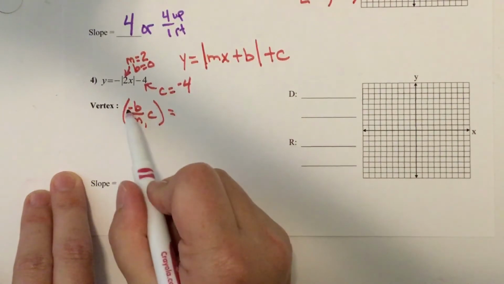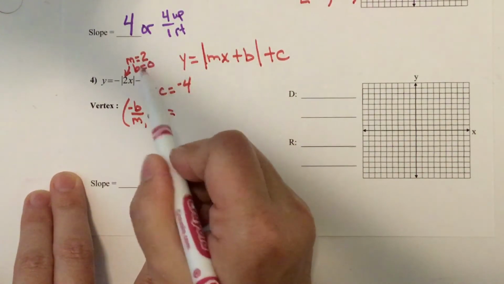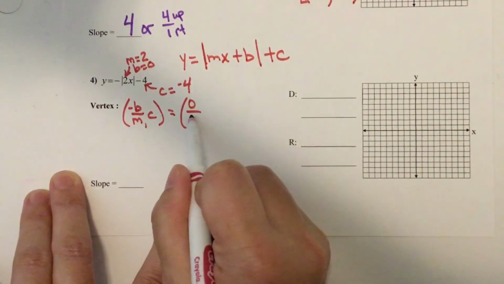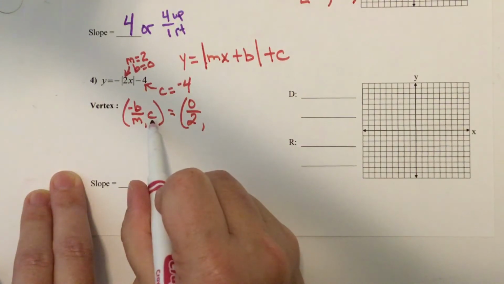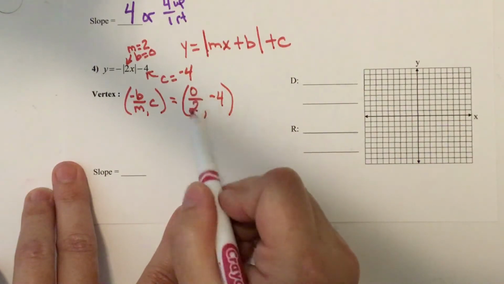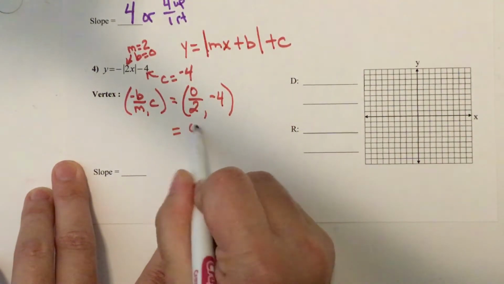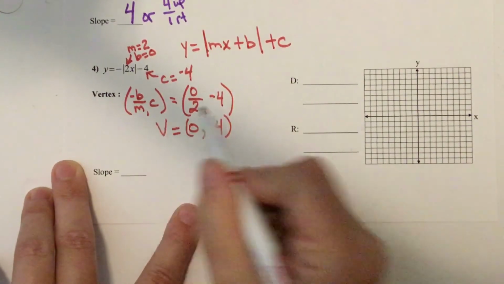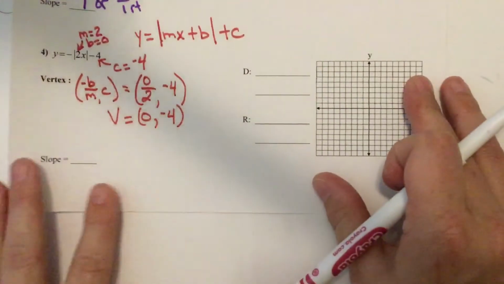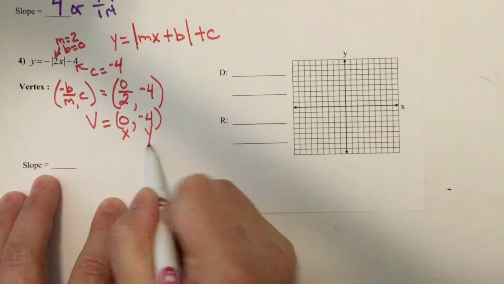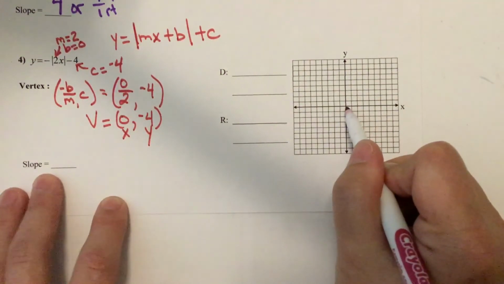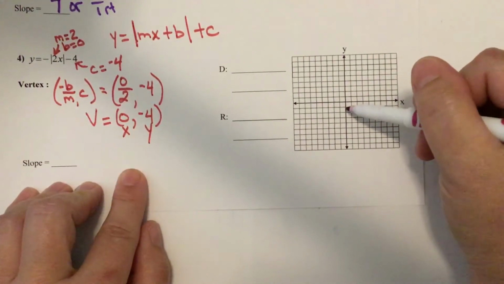All right, so opposite of B. What's the opposite of 0? Still just a 0. Okay, who did we say M was? 2. And who did we say C was? -4. Now, let's clean it up. What is 0 divided by 2? 0. So our vertex is 0, comma, -4. All right, so when you plot points, X comes first, Y comes second. X is left or right. So since the X is 0, we don't go right and we don't go left. We are just going to go down 4.